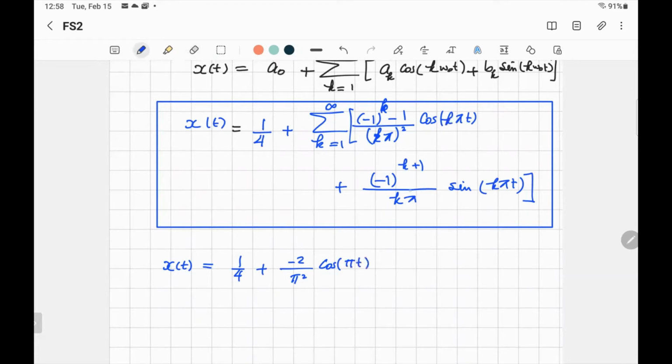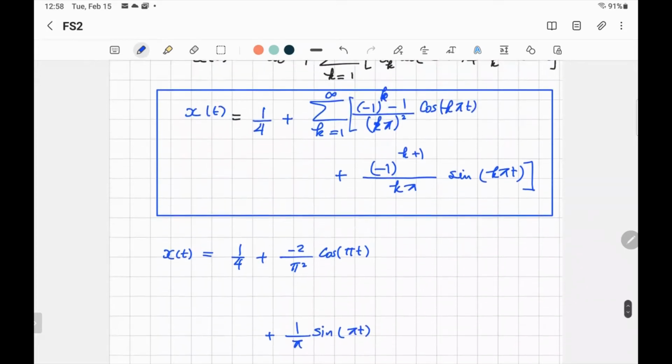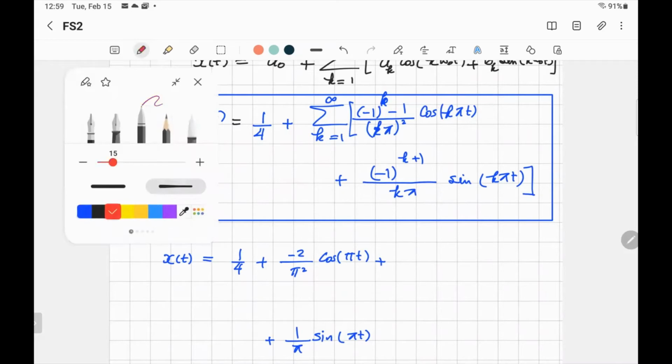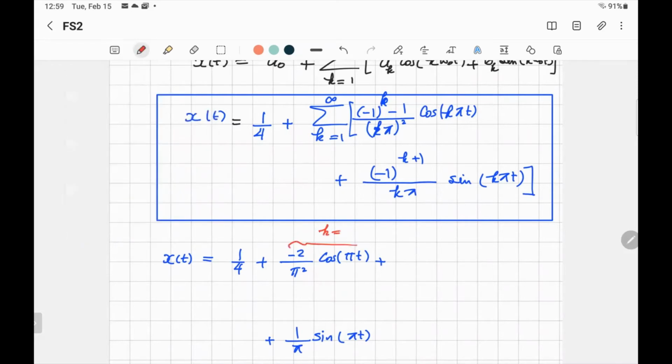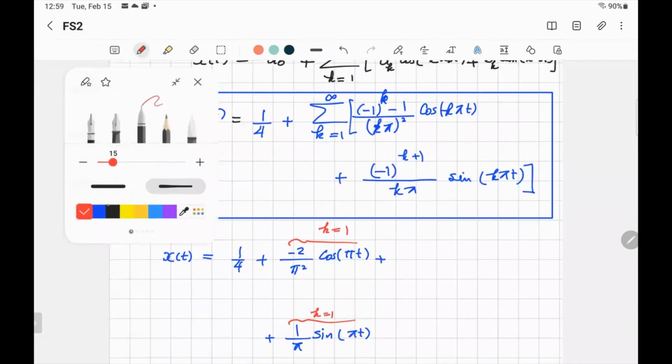All right, I go for the b. I just leave a space here. If you go for b, put k equal 1, 1 and 1 is 2, so it would be positive, 1 over pi sine pi t. So I got the first term in both. Okay, let's do the second term. That's just to remind you what we did when k equal 1. Now I will do when k equal 2.